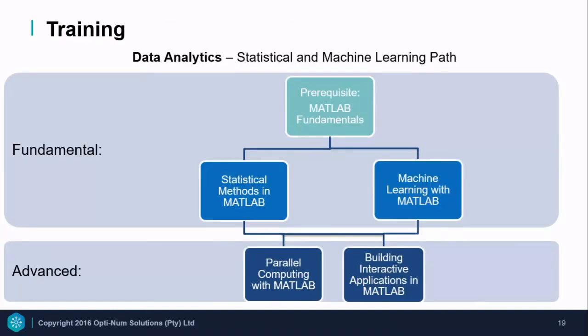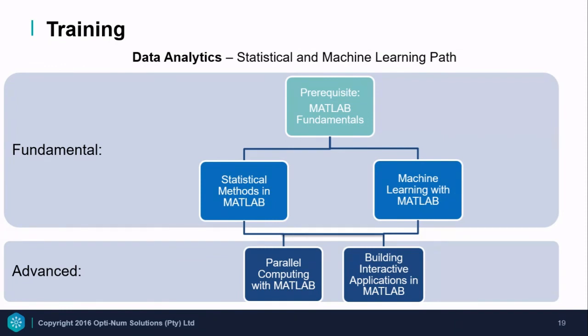The specific training path that would be required to implement predictive maintenance is the statistical and machine learning path. This just shows the list of courses and the order in which they should be completed in order to gain the required skill set. Firstly, MATLAB fundamentals would have to be completed in order to equip you with the basic skills you need to work with MATLAB. Then the other fundamental courses, namely statistical methods in MATLAB and machine learning with MATLAB, could be completed. Either of these courses is sufficient, depending on what your focus is.